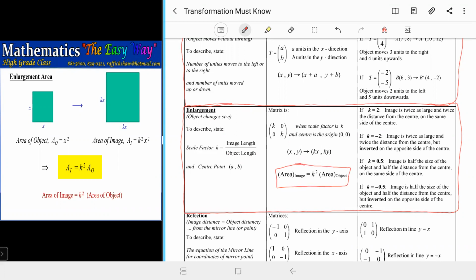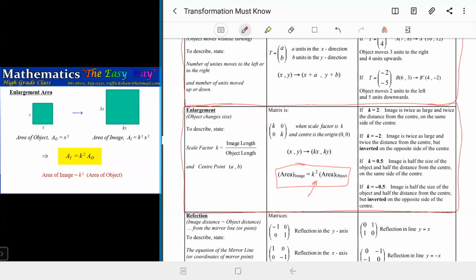Look, this is the enlargement area. Don't worry about that yet. This is what I was going to do a while ago, but we're going to start with that next class. So don't worry about this part yet. You can study it still, but I'll explain it better next class.